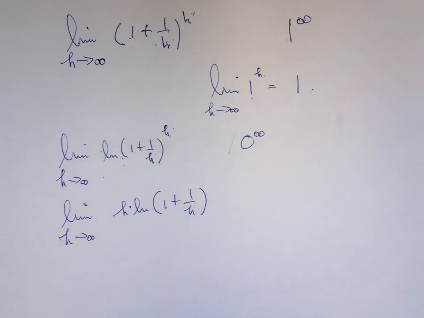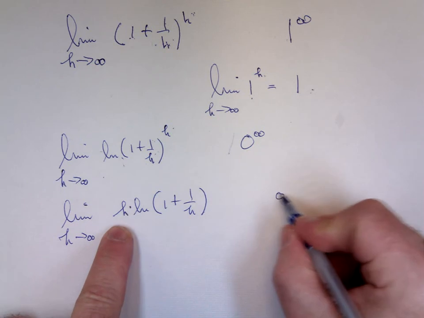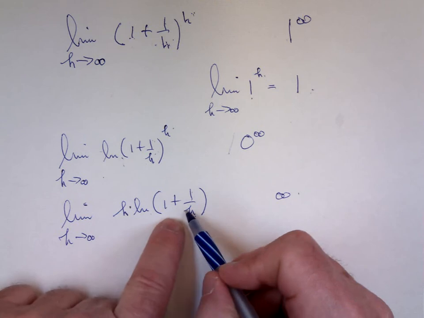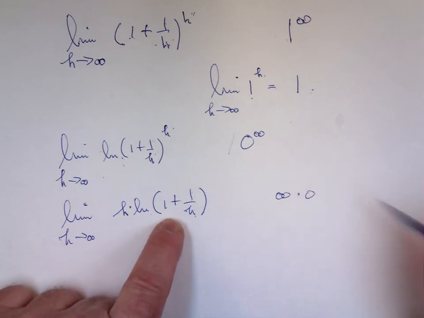1 over h is going to 0. The natural log of 1 is 0. I have 0 times infinity. What's 0 times infinity? 0? No, it's indeterminate. It all depends on who gets there first.